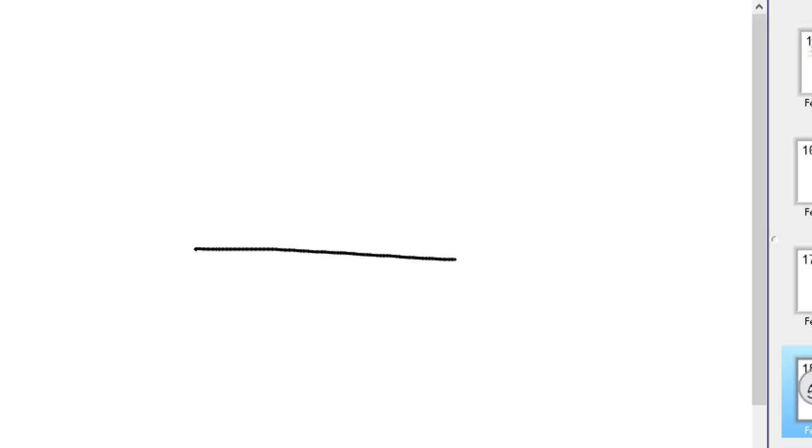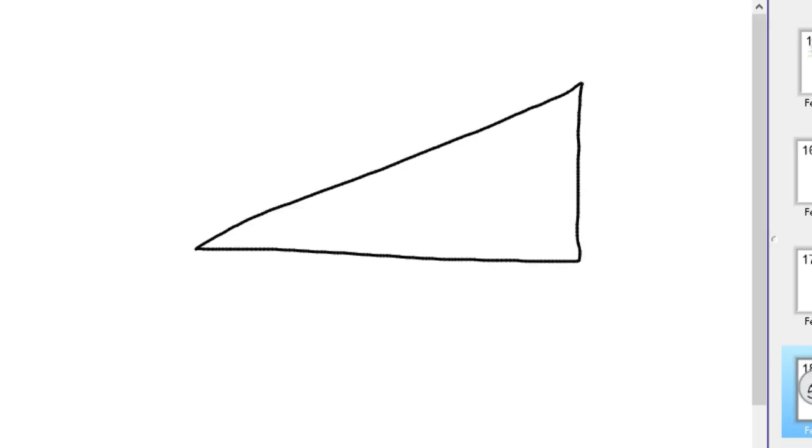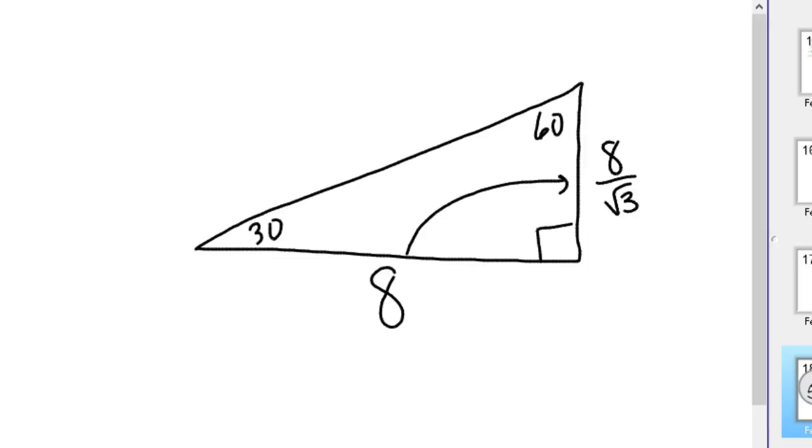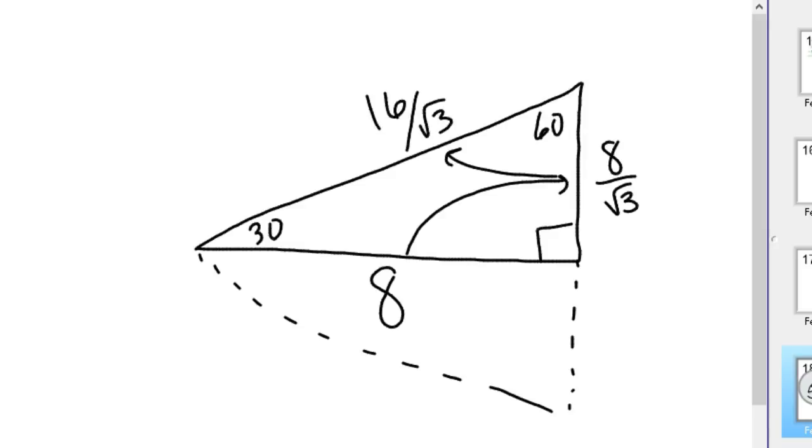The last situation is if you're given the long side. So if this was 30, this was 60, this was 90, and this was 8. All right, that makes it pretty complicated. So to go from the long leg to the short leg, you have to divide it by the square root of 3. So it's 8 divided by the square root of 3. And then to go to the hypotenuse, you double the short side, because again, here's my completed 30, 60, 90. And so that would be 16 divided by the square root of 3.